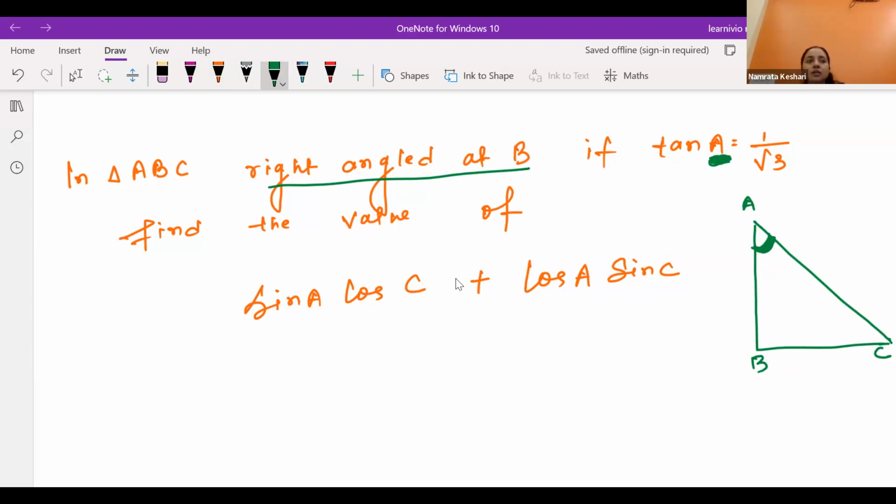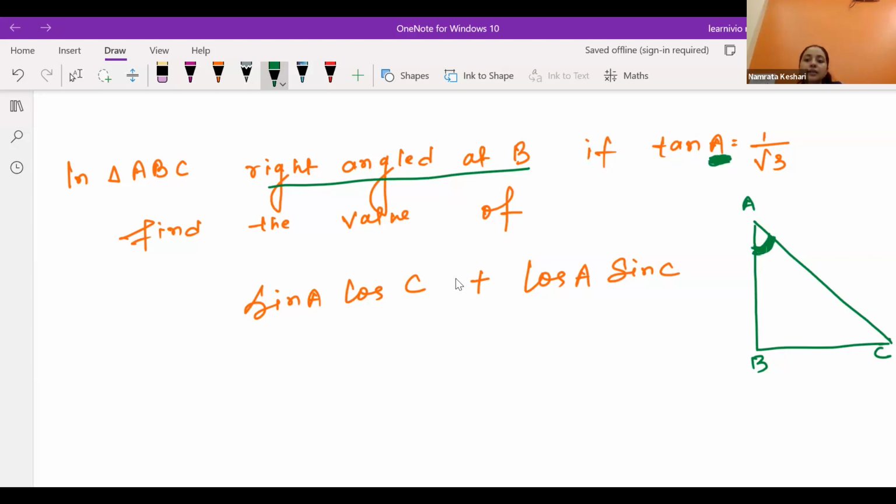Now, if you can recall the formula of tan, what was the formula of tan? Opposite over adjacent or adjacent over opposite? Adjacent over opposite. Is it so? No. Opposite over adjacent. Exactly. The formula for tan is opposite by adjacent.